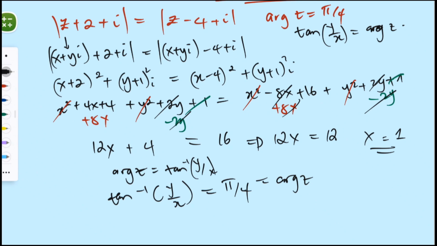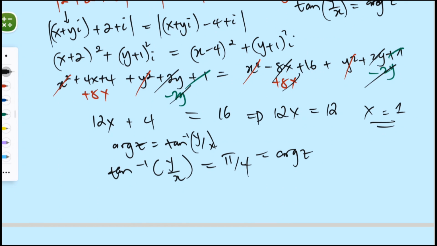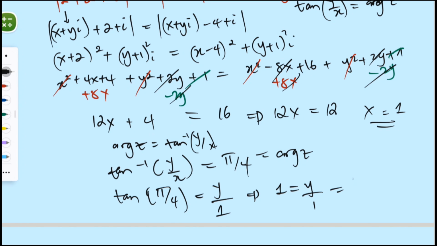Okay, so let's see. From here, if I take tan to the other side, it's going to be tan of pi over 4 equal to y over x, which is just 1. So tan of pi over 4 is 1 as well. So y over 1, y is equal to 1. That's good. So definitely z, which is x plus yi, is 1 plus 1i, which is 1 plus i.